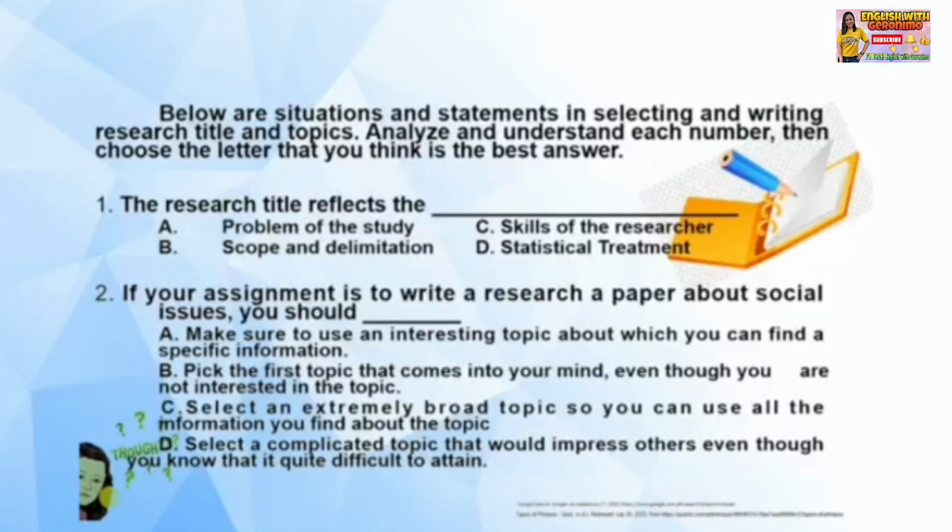Below are situations and statements in selecting and writing research titles and topics. Analyze and understand each number. Then choose the letter that you think is the best answer. 1. The research title reflects the A. Problem of the study. B. Scope and delimitation. C. Skills of the researcher. D. Statistical treatment.